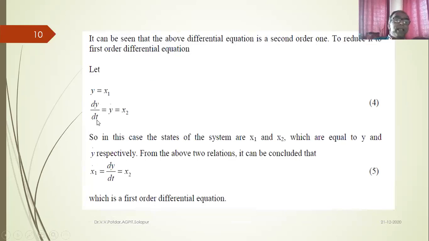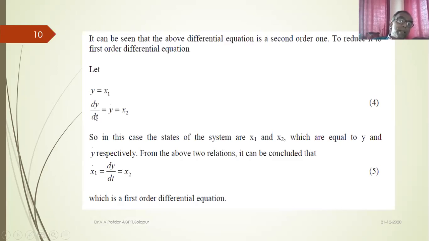So dy by dt, that is y dot, is equal to x2. So in this case, the states of the system are x1 and x2, two states, which are equal to y and y dot respectively.